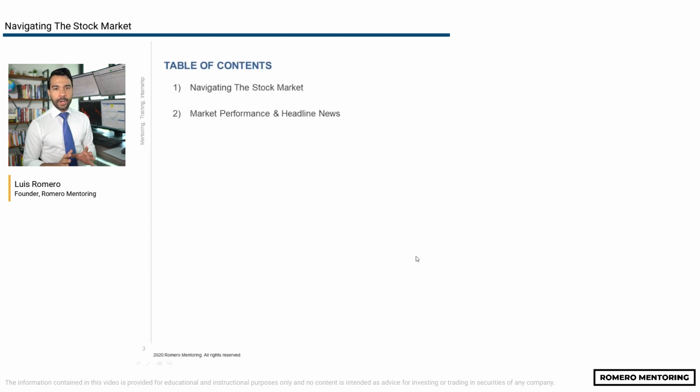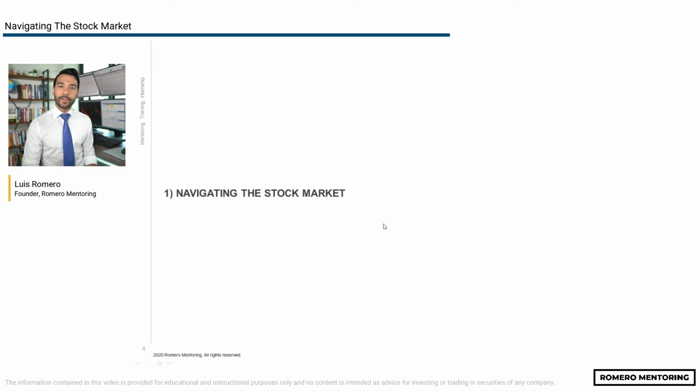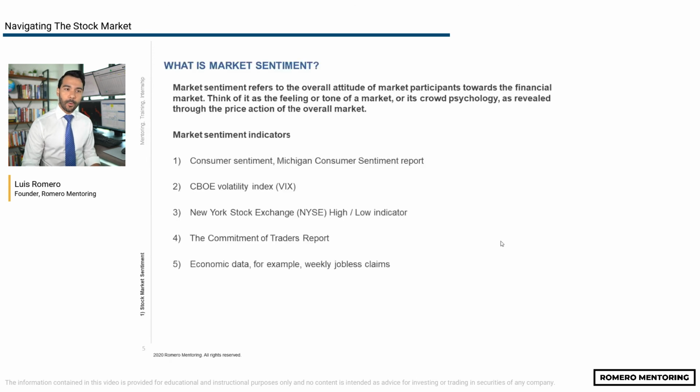In terms of how we're going to tackle this, the first part will be navigating the stock market, which we're going to break down. Then the second part will focus more on sectors, market performance, and headline news. Where do you find them? How do you make sense of it so that you can create a concise perspective and view on the market with your own opinion? So let's dive into the first part, navigating the stock market.